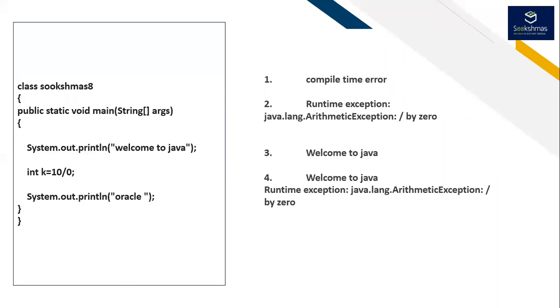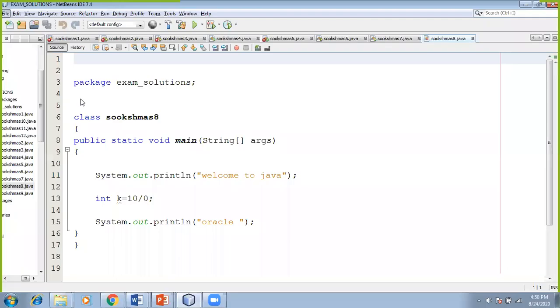Exception name, description of the exception, and location, correct? Yes, sir. So option 4 is the correct one. For this one particularly, I will run this code and show it to you.